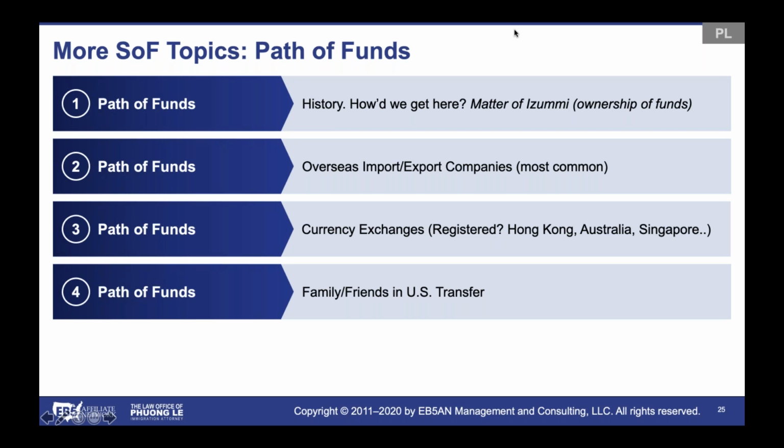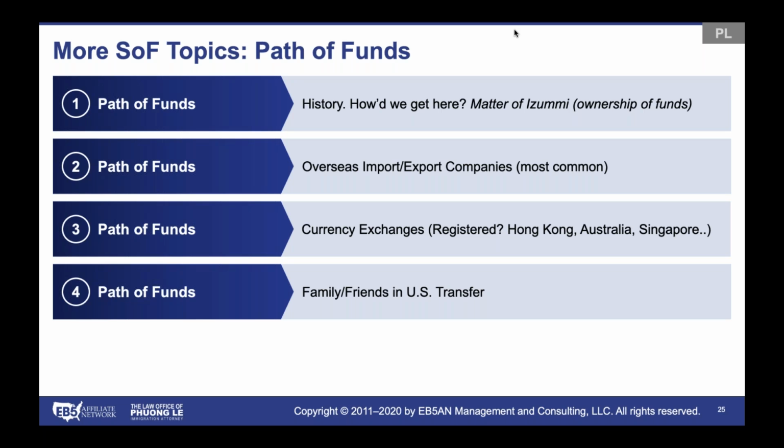So for these import-export companies, or really any third-party company overseas that's conducting these swaps, we're seeing USCIS request that they provide customer contracts, invoices, and bank statements. So essentially, it's almost like we have to conduct a source of funds for the import-export company as well. So that's an issue that we see popping up over and over again.